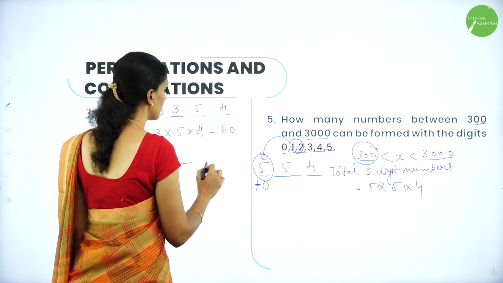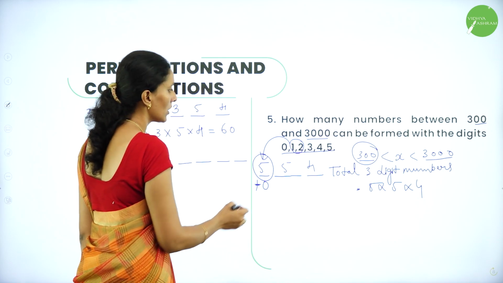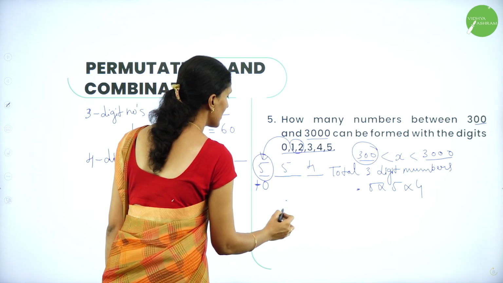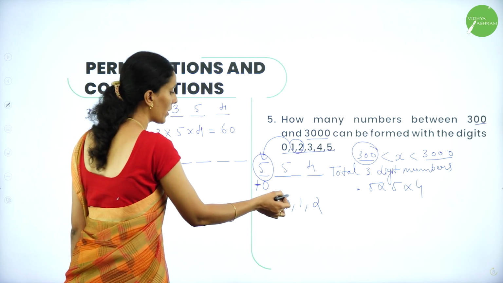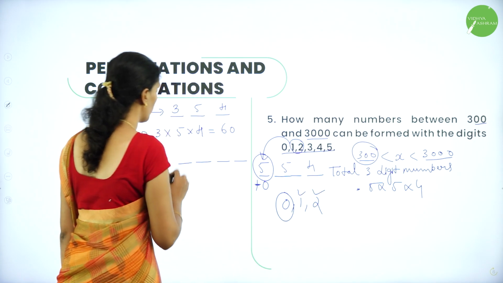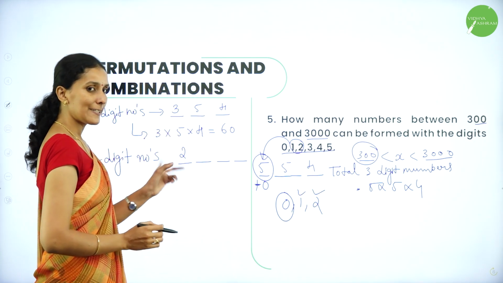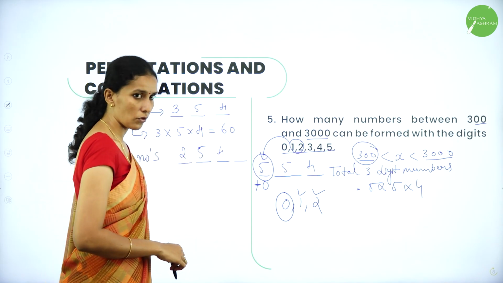So, less than 3000. Less than 3000 means the only options I have are 0, 1, 2. Okay, but 0 cannot occupy the first place. So, my only choices are 2. If one number is taken, I am left with 5 numbers. One more number is taken, I am left with 4 choices.